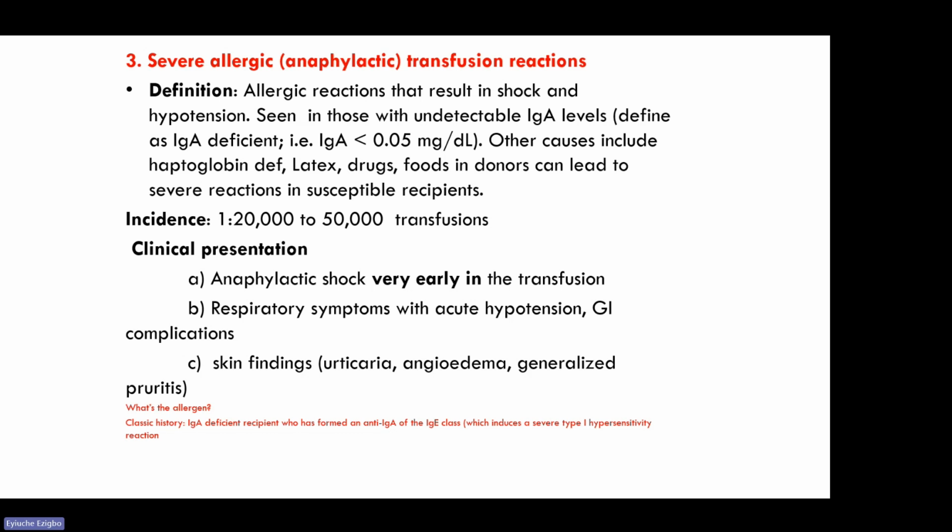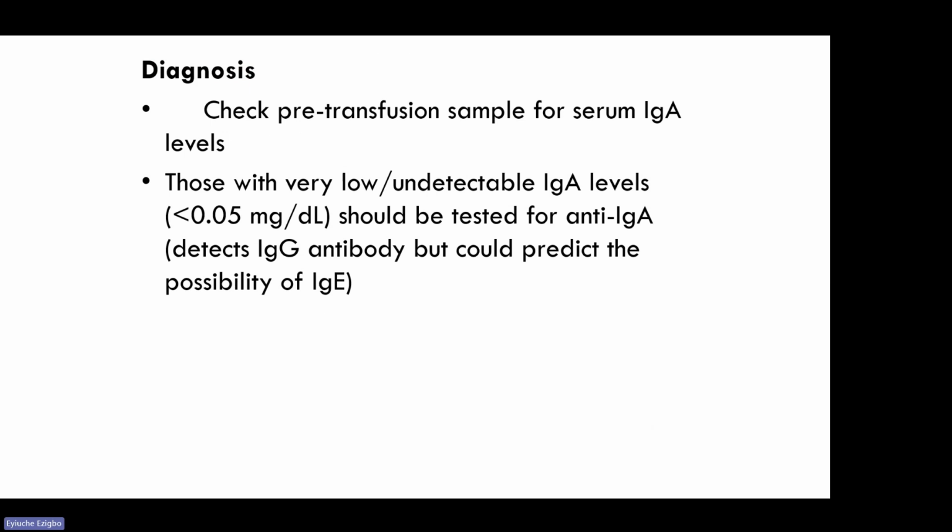The incidence is 1 in 20,000 to 50,000 transfusions. Clinical presentation: anaphylactic shock very early in the transfusion, respiratory symptoms with acute hypotension, GI complications, and skin findings. We have urticaria, angioedema, and generalized pruritus. For diagnosis of allergic transfusion reaction, check the pre-transfusion sample for serum IgA levels. Those with very low or undetectable IgA levels should be tested for anti-IgA.